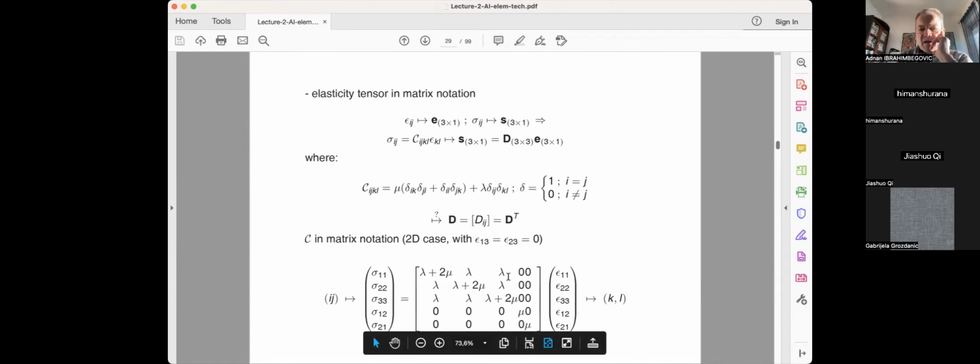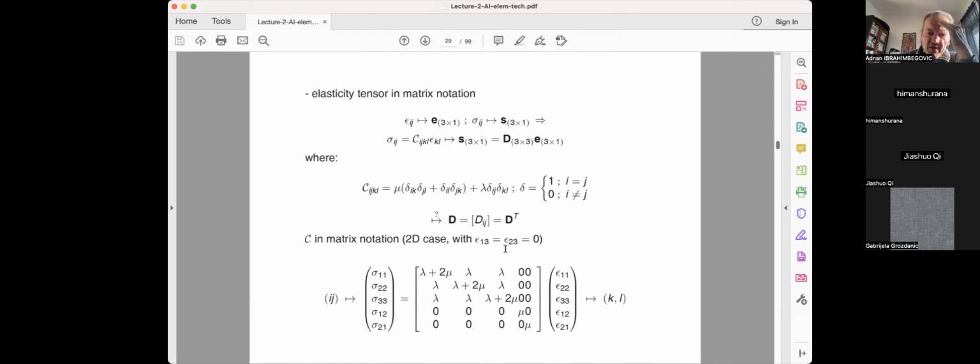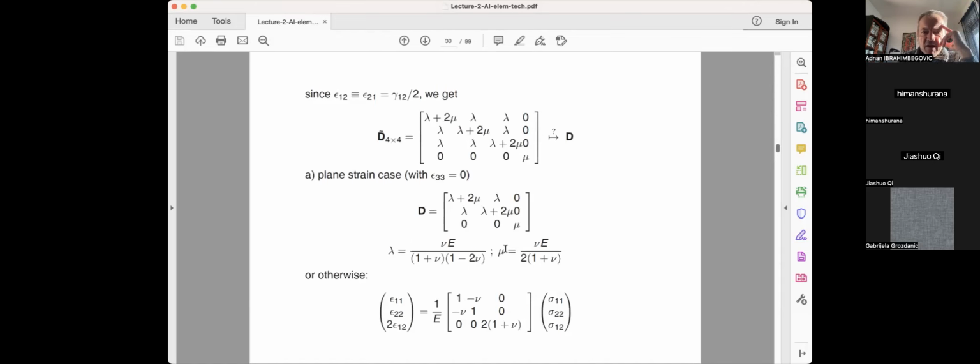is related here. But now I want to reduce it to the 2D case. And it's not enough only to kick out epsilon 1,3, epsilon 2,3. You have to worry about the others. So basically, you can take into account the symmetry: epsilon 2,1 is the same as epsilon 1,2, and this is gamma 1,2 over 2. And I get now this one.